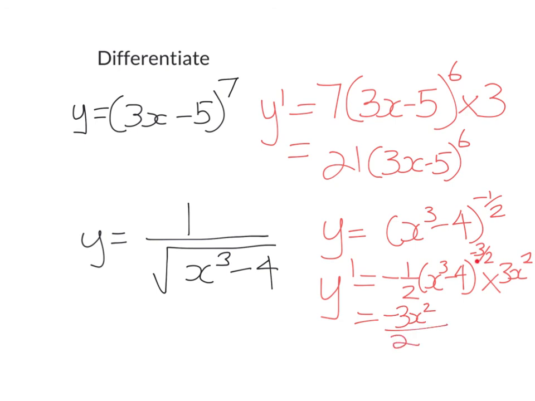And then this to the power of negative 3 over 2. It doesn't matter too much how you write it, but because it's minus 3 over 2, it would be written like this. Okay? So there we have it. Much easier way to implement the chain rule.